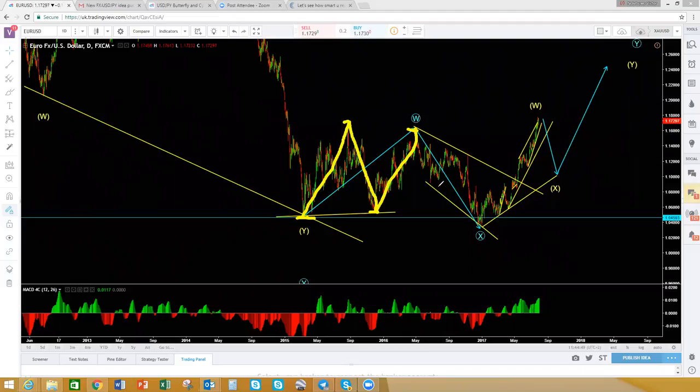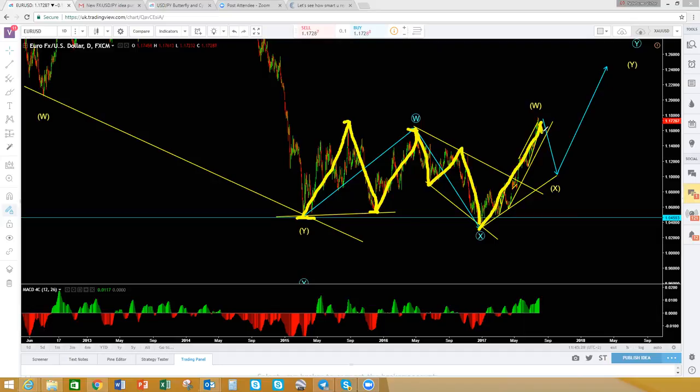And then what do I have here? I've got another pattern here that is doing something like this. It's another sub-correction, I'll call it an X. So what am I expecting here? After a sub-correction, you get another correction, right? So here I'm expecting that I will get something similar. So this is the reason why on Euro-US dollar, I'm not expecting it to be bearish anytime soon. Any move to the downside for me is an opportunity to buy Euro-US dollar, because I'm not in it. Okay, so this is what I'm expecting.